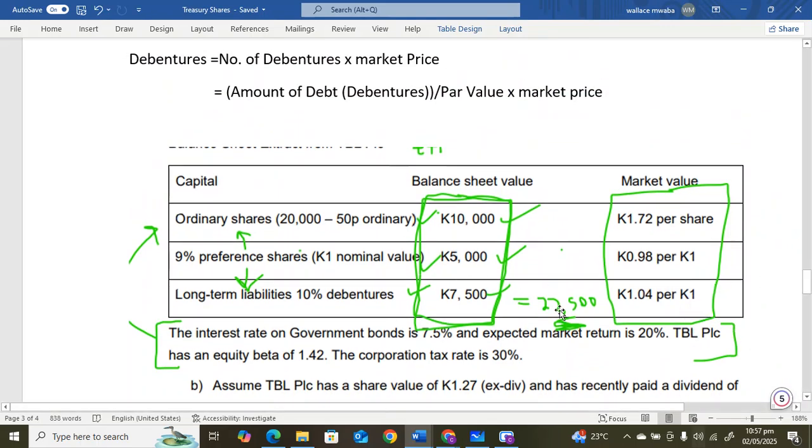These are the same here. This one kwacha is the same one here. This per one kwacha just means per preference share basically. Okay.